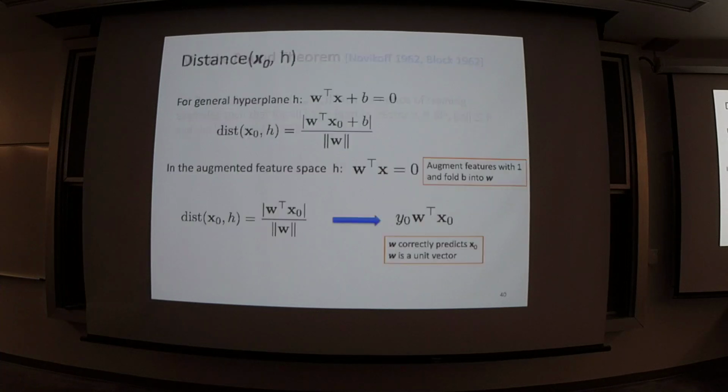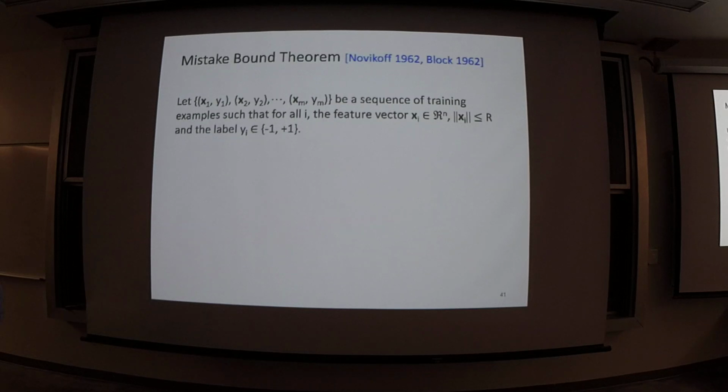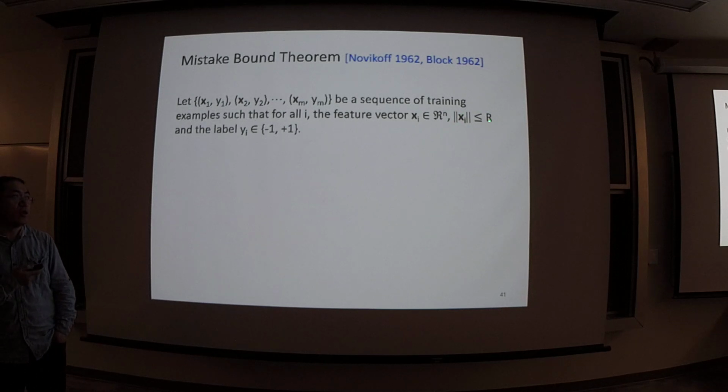So now, with this definition in hand, we can talk about a rigorous version of the mistake bound theorem. Let (x1, y1), (x2, y2), up to (xm, ym) be a sequence of training examples, such that for every training instance i, the feature vector, which belongs to the n-dimensional space, has its norm less than or equal to R. So what does it mean?